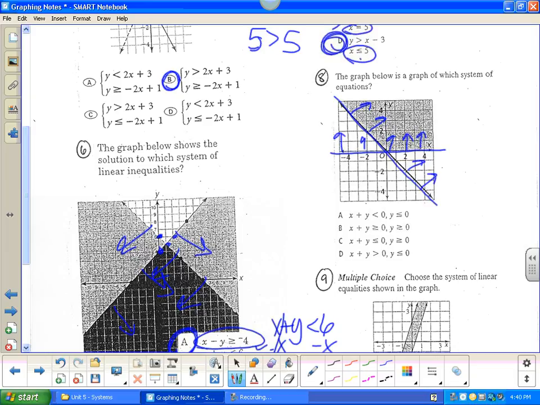So these are my two lines. Well, let's talk about this line first. It's horizontal, so that's going to be y. It's above, so I know it's going to be greater than or equal to. So this one's less than, so he's out, and this one's less than, so he's out.